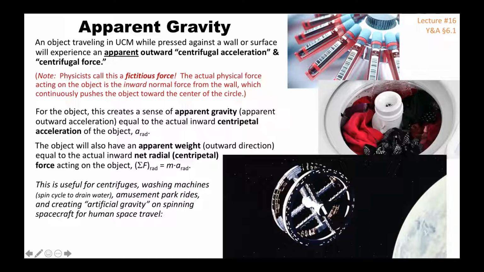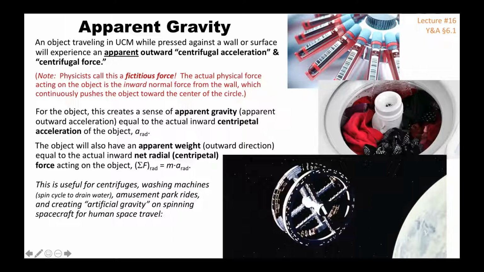But from the clothing's point of view, it has this apparent outward force that is pressing it against the wall. So this isn't a real force, this is a fictitious force. The actual force acting on the clothing is inward. But it does have the effect of making the clothing think that it's being pressed against the wall by some really strong force.